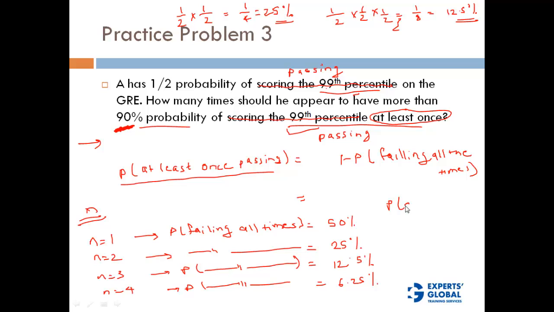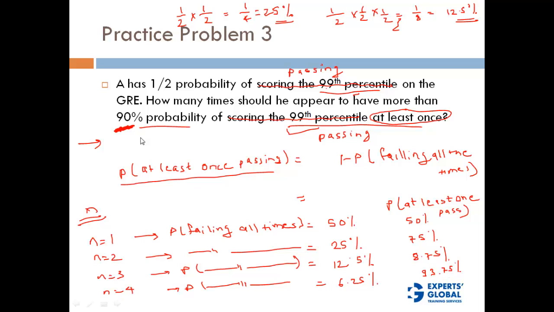So the probability of at least once passing is going to be 1 minus this. Here, n equal to 1 is going to be 50%, n equal to 2 it is going to be 75%, n equal to 3 it is going to be 87.5%, and n equal to 4 it's going to be 93.75%, correct?